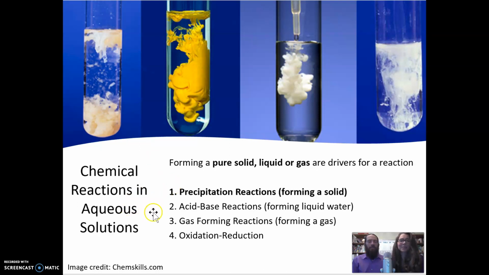So chemical reactions, we're going to be talking mainly about aqueous solutions in this chapter, and when you mix two things together, if one of the products is either a pure solid, a pure liquid, or a gas, that drives the reaction forward. So we call it a driver for a reaction. And precipitation is one of those, and that forms a solid.